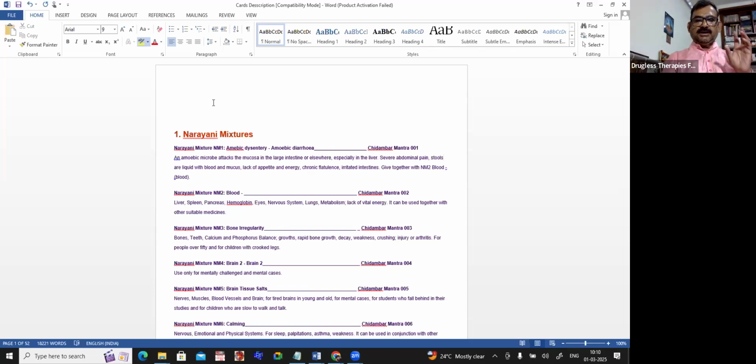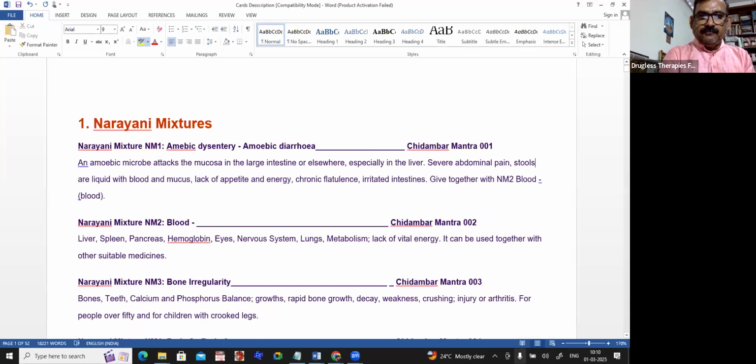What is the main theme of that particular combination? For example, how I will be doing it is like NM1. NM1 will be for whatever is there in stools with liquid, blood and mucus. So one option will be amoebic dysentery: NM1 is meant for this.